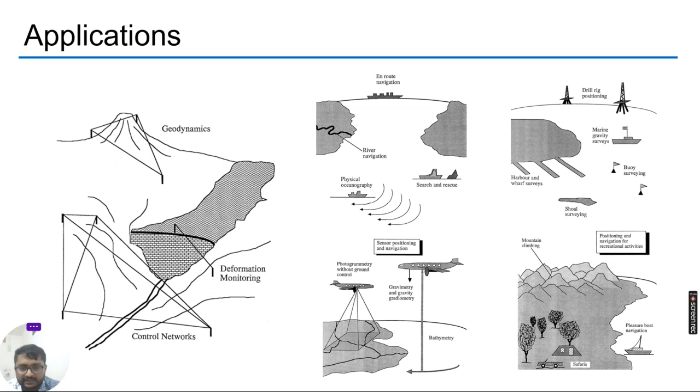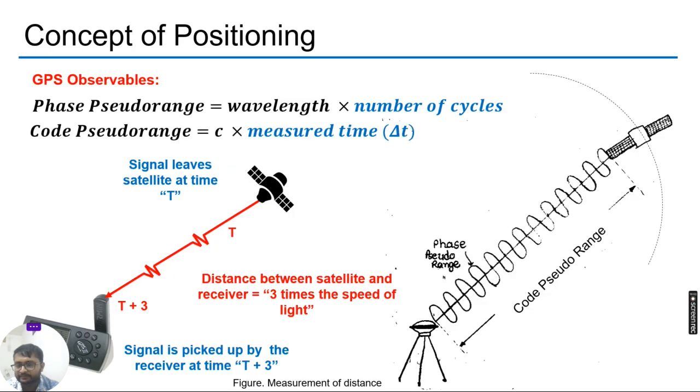Otherwise, it's just taking a picture, so we cannot put it on a map to say where exactly it is from. So GPS allows us to do so by automatically georeferencing all the images which we are capturing. And then we have some other applications for recreational purposes.